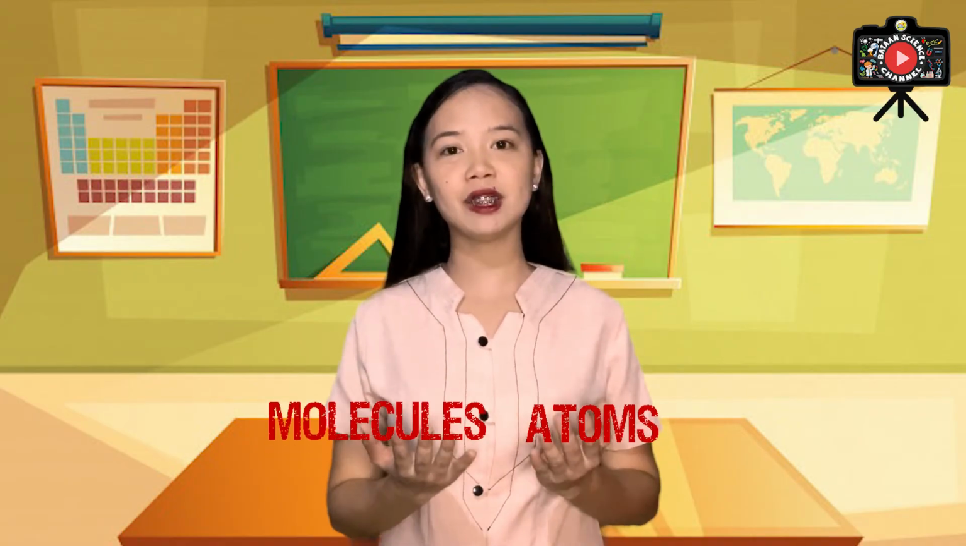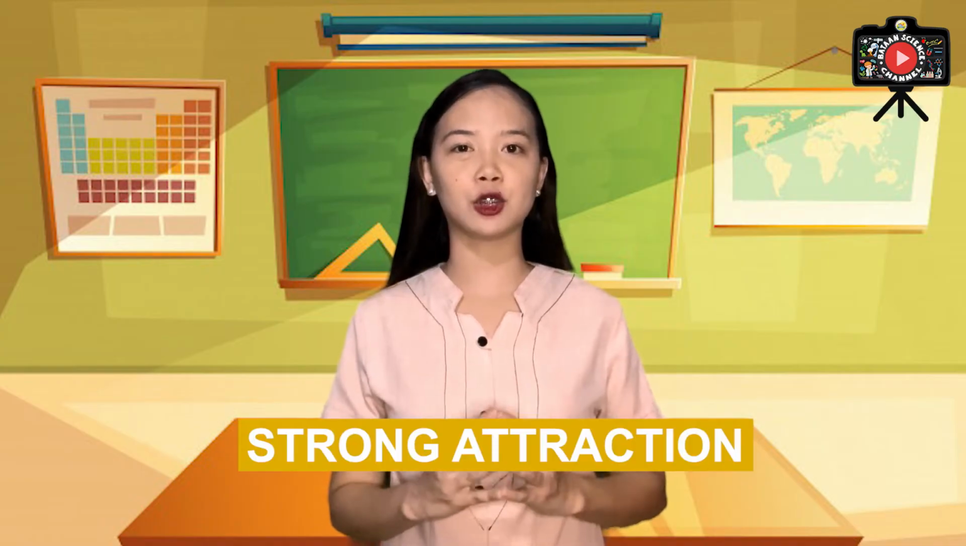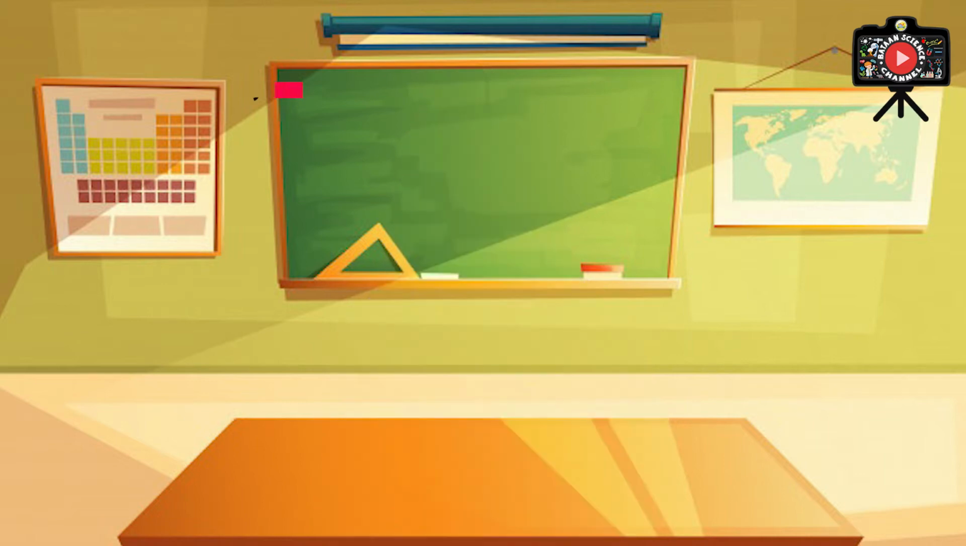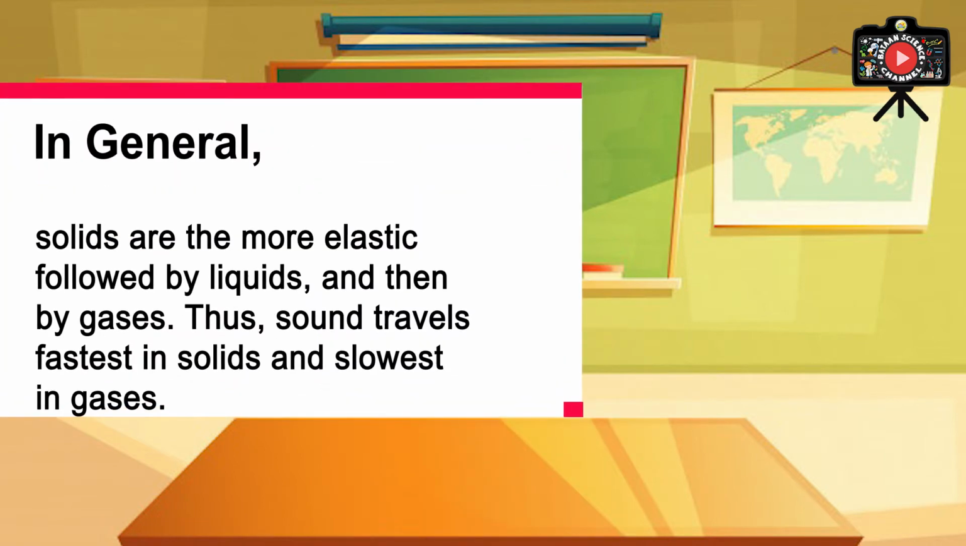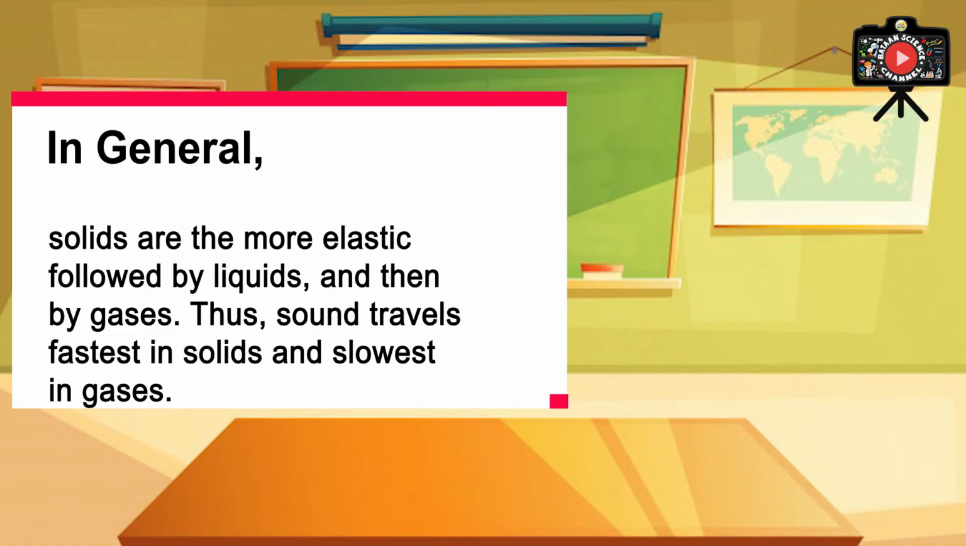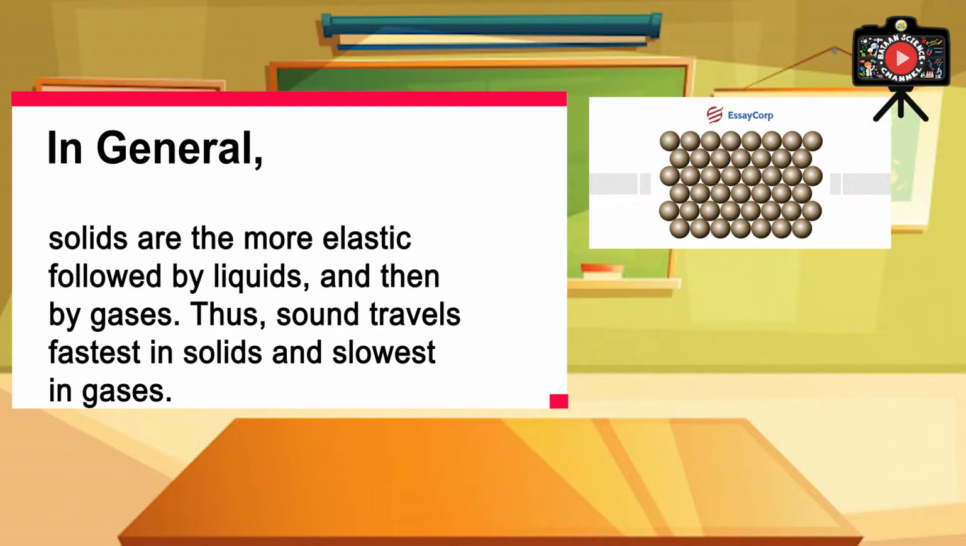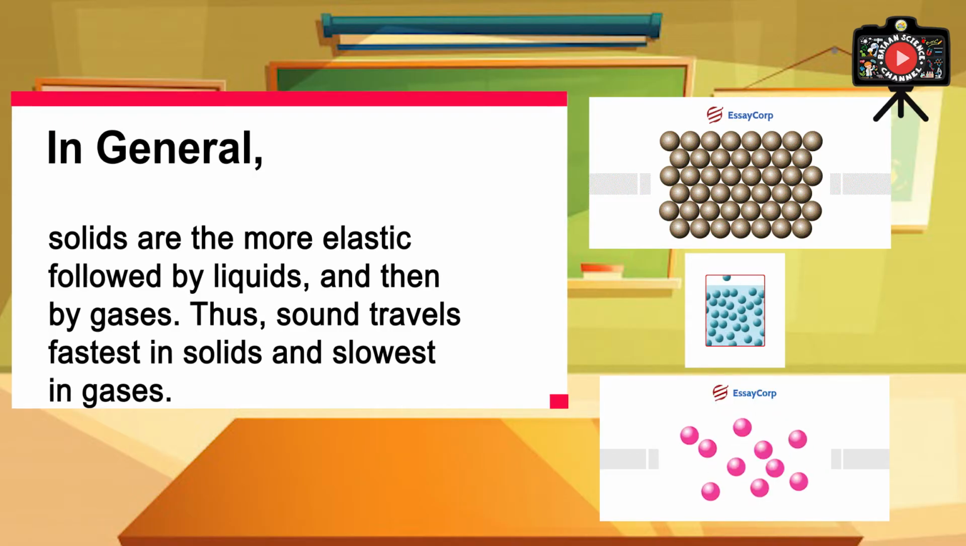This is because the atoms and molecules of elastic materials have a strong attraction towards each other and also respond faster to each other's movement. As a result, sound energy is transferred more quickly. Then, we can generalize that solid is the more elastic, followed by liquids and then by gases. Thus, sound travels fastest in solids and slowest in gases.